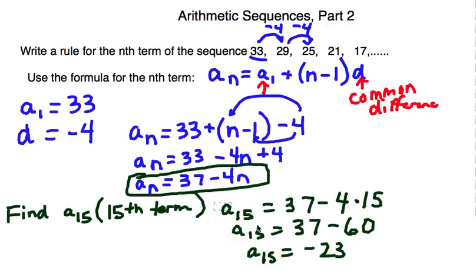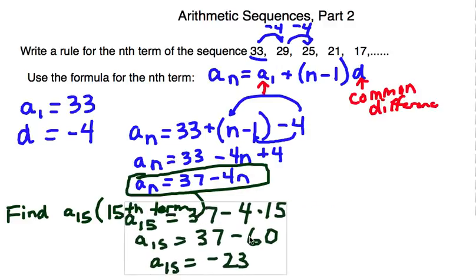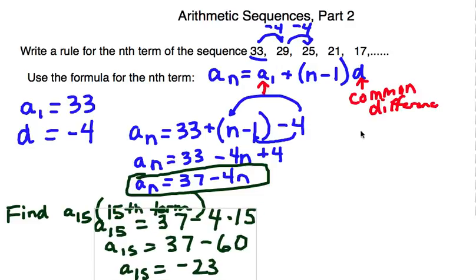One thing you can do just to double check that your rule is correct is substitute the first term in and make sure that you get that first term. This is almost just a way of checking our work. So let's say we want to know, are we going to get 33? Well, that's our first term, so we're going to substitute 1 into our rule and make sure that we get 33. If we don't, then we know that we may have made a mistake somewhere along the way.